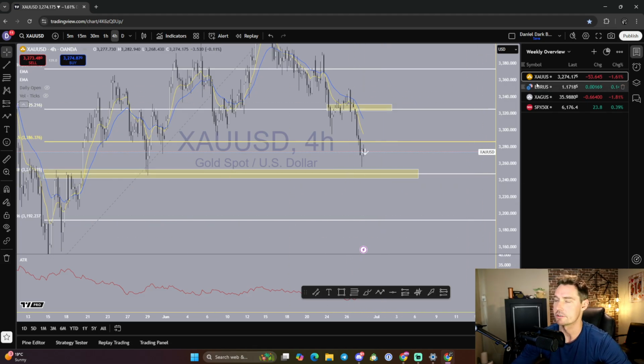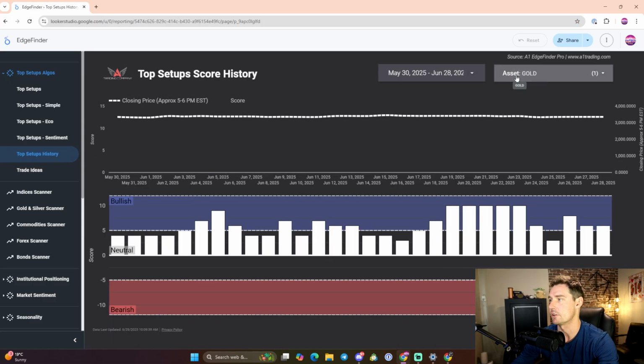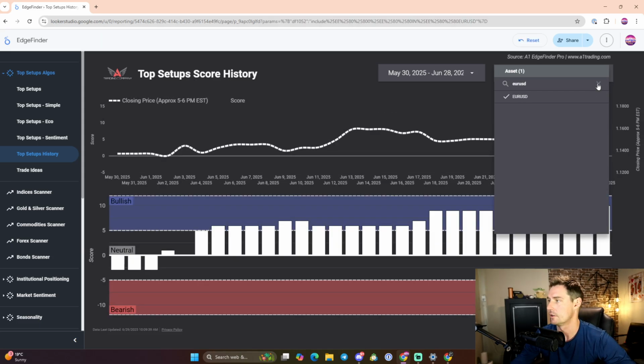Let's move on to EURUSD. EURUSD is very interesting because we can go over to the EdgeFinder and we can see that EURUSD is insanely bullish. It is at the top of the EdgeFinder board here. The economics for the euro are so much stronger than USD at the moment. And if we look at the history of EURUSD over the last 30 days, let's take a look at that. And let's see what it looks like first.